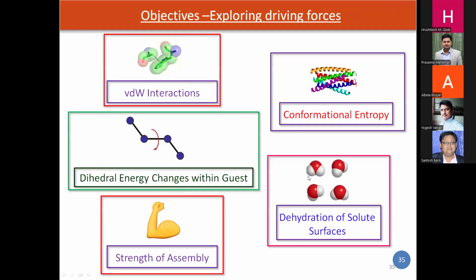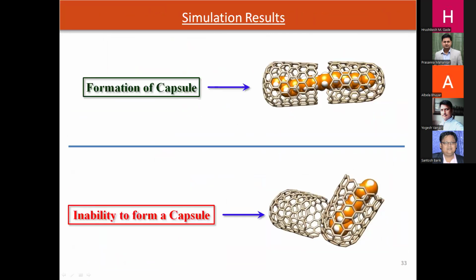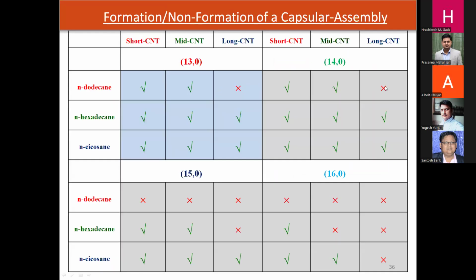The first table shows short CNTs, mid CNTs, and long CNTs. That's the length of the host molecule. 13-0, 14-0, 15-0, 16-0, that's the diameter of the host molecule. And the N-dodecane, hexadecane, icosane, those are the guest molecules. If you have a longer CNT and a shorter alkane molecule, the entire alkane molecule got engulfed into a single CNT. So no capsule was formed, and there was a single capture in the single CNT. For such a combination, there was no capsule formation. Similarly, when you have a shorter CNT with a shorter alkane, and a larger and longer CNT, there was no capsule formation. That was the first observation that we obtained from the simulations.